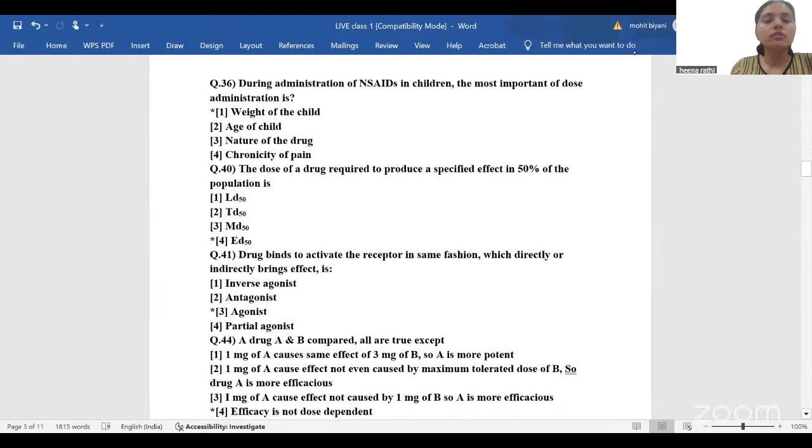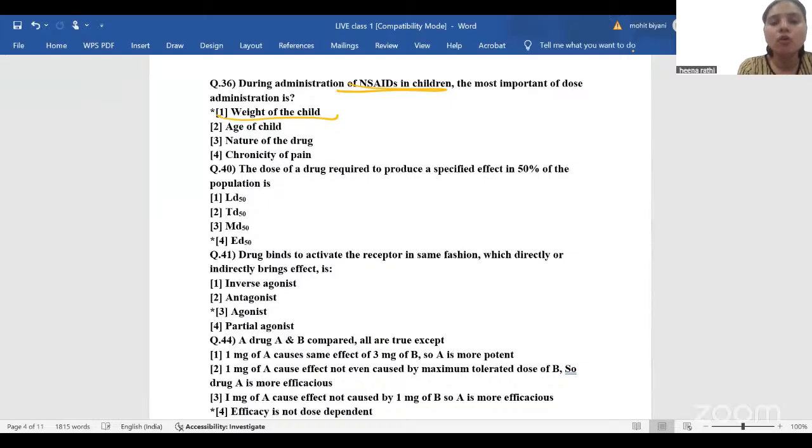Next question is the drug administration of NSAIDs in children. The most important point of dose administration is not only for NSAIDs. For any drug, we cannot give the same amount of the drug as we were giving in adults. We have to modify the dose of the drug for children, for elderly people, for females. And how can we modify the dose of the drug? According to the weight, according to the body surface area, we can modify.